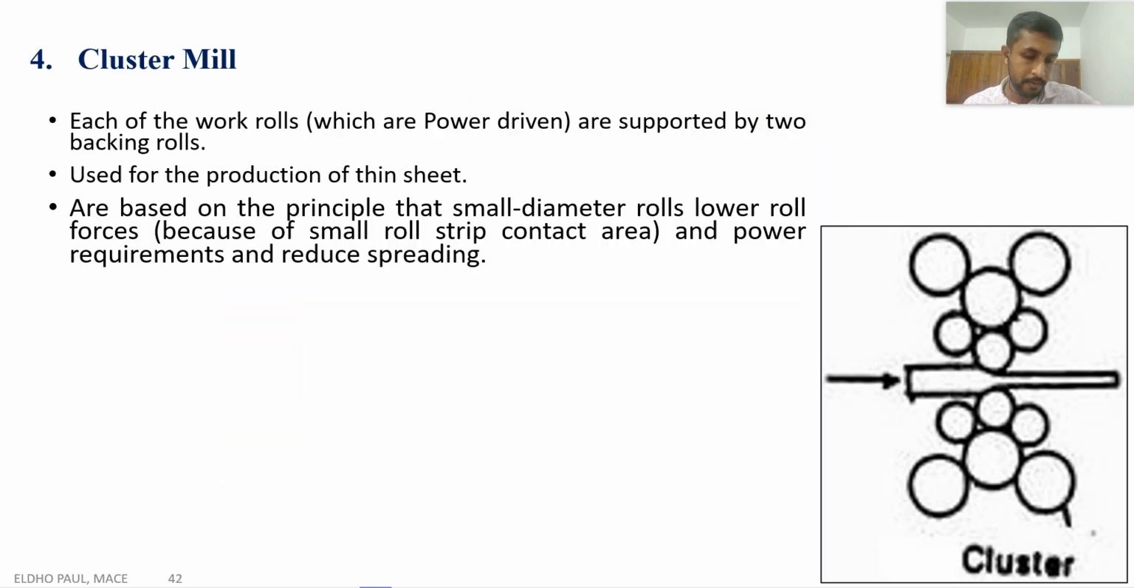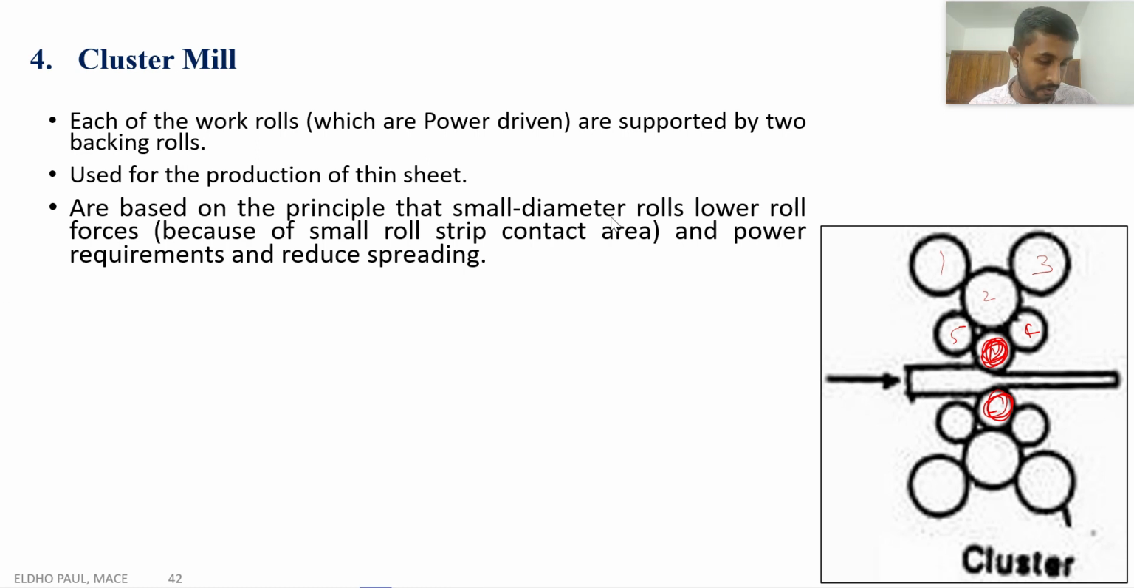And another modification of the four high mill is the cluster mill. In case of cluster mill, instead of using a single backup roller, here we use a number of backup rollers. See this, 3, 4, 5 backup rollers are used on one side. This one is the only working roller. These two are the working rollers.